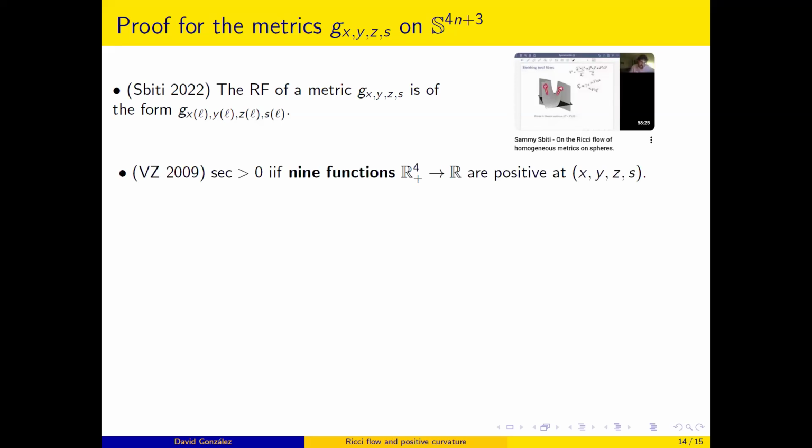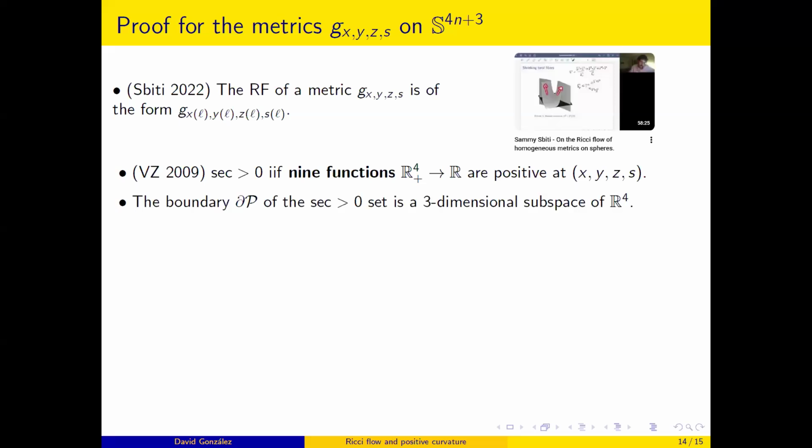Okay, so now one needs to know the subset. So we are on R4, right? Now we are in dimension 4. That's why I cannot draw it. And in this R4, we need to describe the set of metrics of positive curvature. Now, this set is described by not one function, but 9. So 9 functions must be positive. It is like an intersection. This was proved by Verdiani and Ziller. And yeah, so these are 9 cases that we need to deal with.